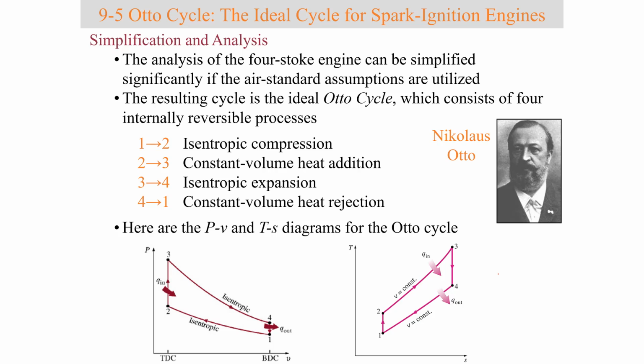So basically, we now have, for the simplification of the cycle, four processes, right? The analysis of the four-stroke engine can be simplified significantly if those air standard assumptions are used. So when you actually use the air standard assumptions on the Otto cycle, the resulting cycle is called the ideal Otto cycle, and that consists again of four internally reversible processes. You have process 1 to 2, isentropic compression, process 2 to 3, constant volume heat addition, process 3 to 4, isentropic expansion, and process 4 to 1, constant volume heat rejection.